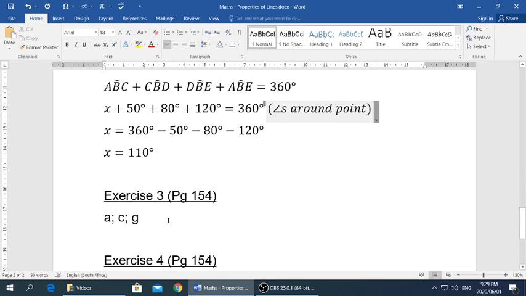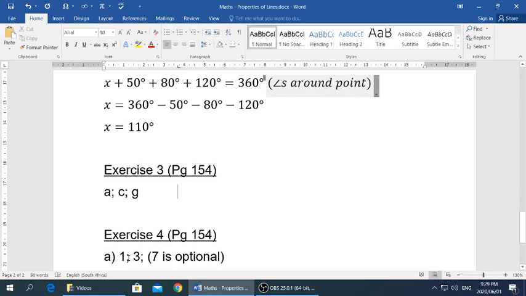For homework, I want you guys to try exercise 3. That will be the vertically opposite angles, so A, C, and G, but you may have to use some other things, like angles on a straight line. And then exercise 4, I want you to do A, 1, and 3, and I want you to try 7. If you can't do 7, that's fine, just give it a try. It is a slightly more difficult one.